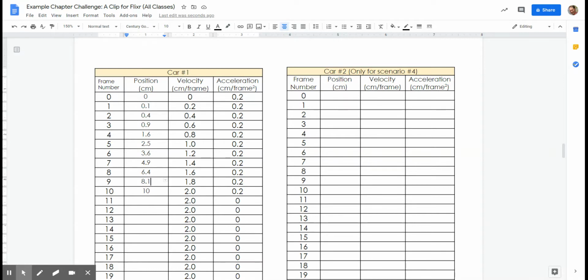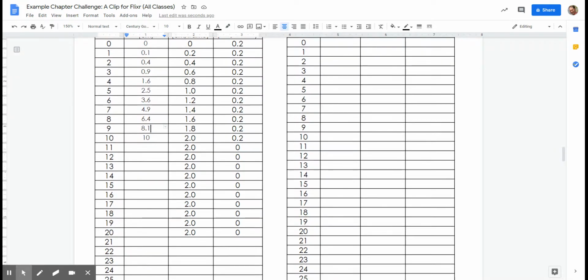But what do we do next when we're getting down in here? My acceleration drops to 0, which means that the at squared bit doesn't mean anything more. But I am still moving forward at 2 centimeters per frame, which means that every frame I'm moving forward by 2 centimeters. All I'm doing now is adding in that 2 centimeters along the way.